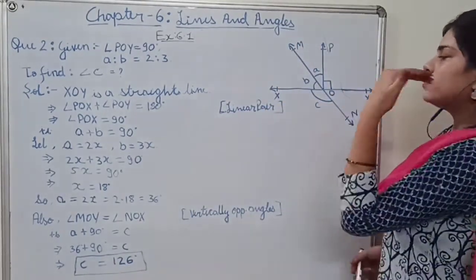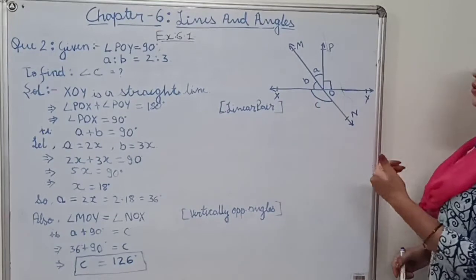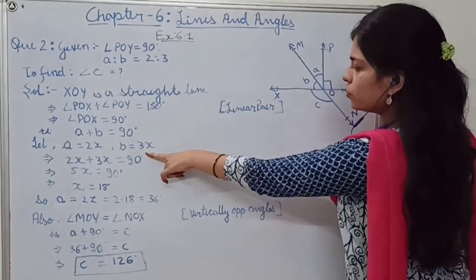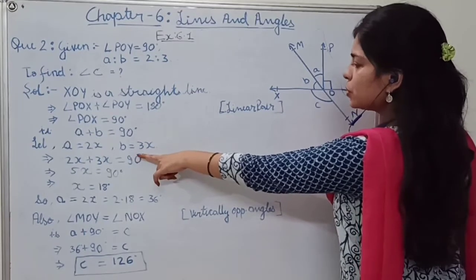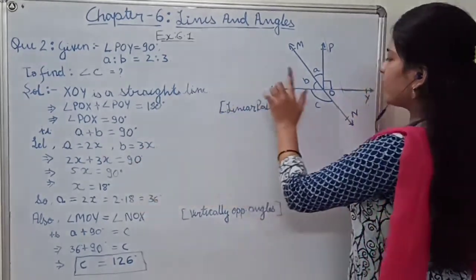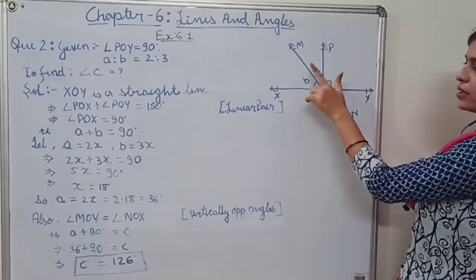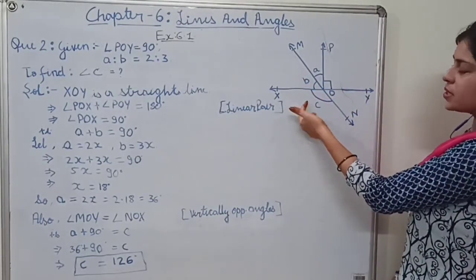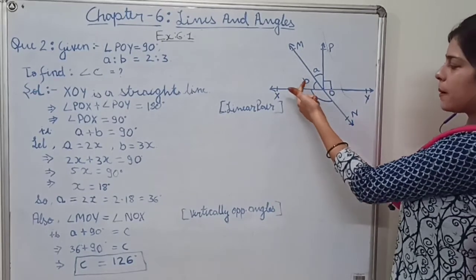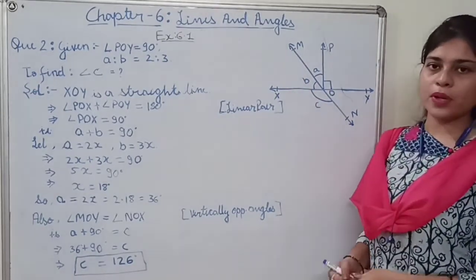By using the linear pair of angles, we can also find this. See, B is 3x, no? B is 3x, so putting x equals 18, we can find the value of B. After finding the value of B, B plus C is 180 degrees. Then if B is known, 180 minus B will be the value of C. Okay, thank you.